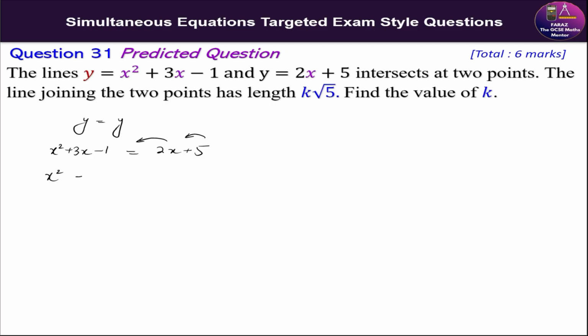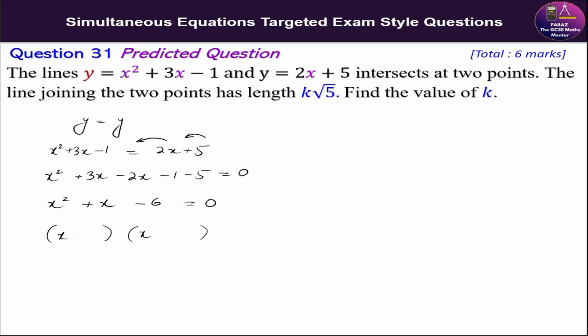It will become x squared plus 3x minus 2x minus 1 is already there and will become minus 5 equals to 0, and then x squared plus 3x minus 2x is plus 1x minus 6 equals to 0. Now we have to factorize this. It will give you x there and there.